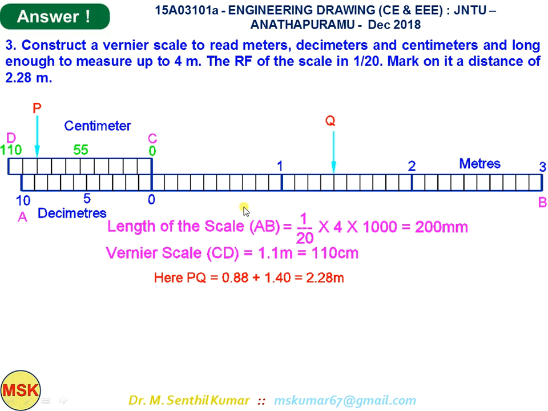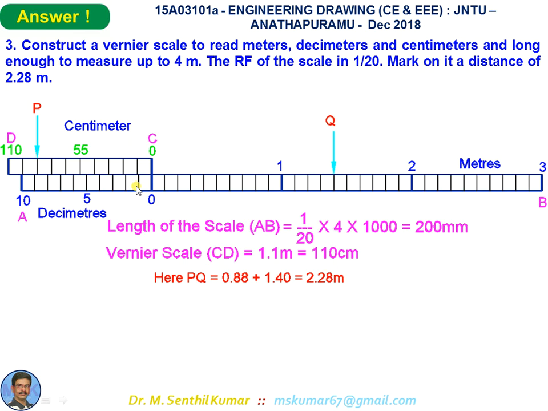After drawing the line AB whose length is 200 mm, note that after applying the scale factor its drawn length is 200 mm, but its actual length is 4 meters. Now divide this AB into 4, so each division is equal to 1 meter. After that, subdivide each division into 10, so one subdivision is equal to 1 decimeter. Like that, you divide the line AB.